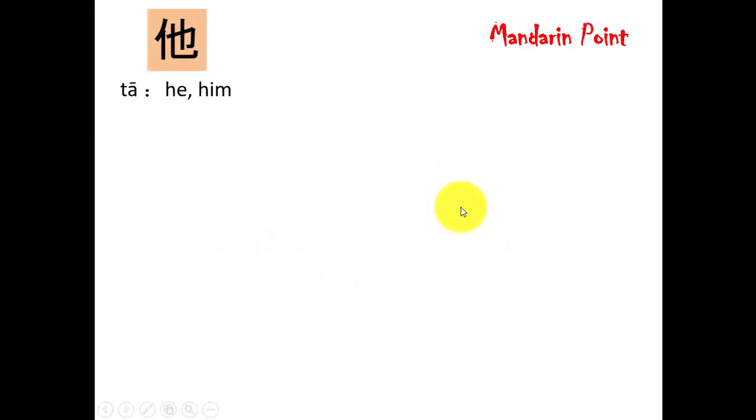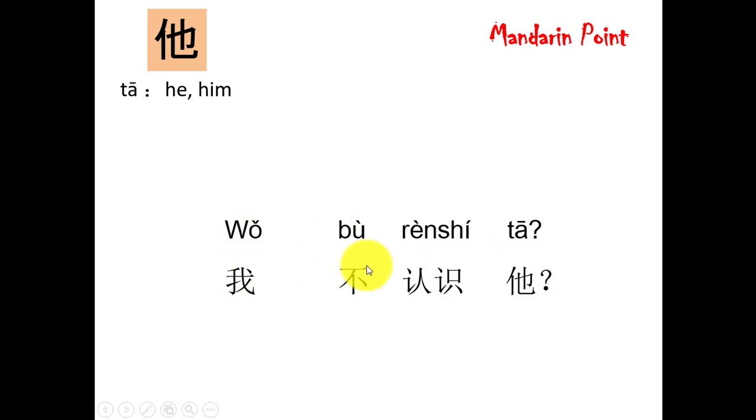So move towards the next step, and that is 我不认识他. I do not know him. I don't know him.